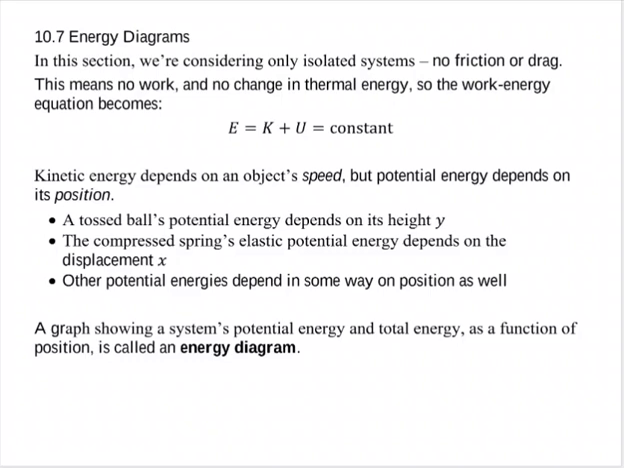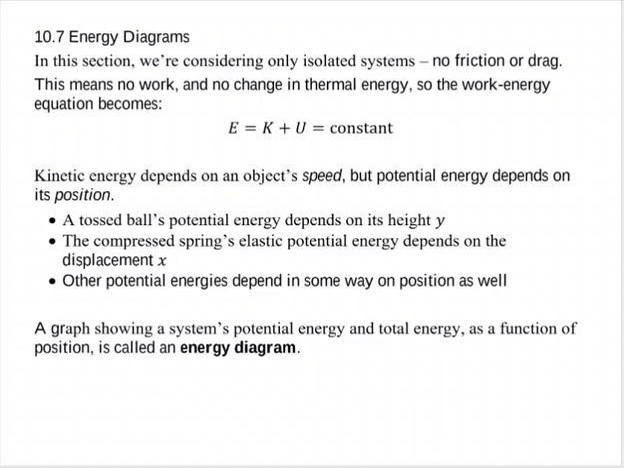Energy diagrams in 10.7. This time, only isolated systems. There is no friction and no drag, so that means no work and no change in thermal energy. So the work energy equation can start off like this: E equals just kinetic and just potential, and everything is constant in the system.